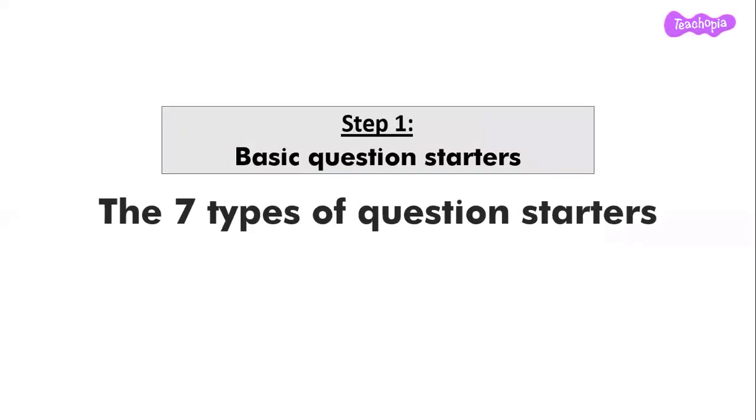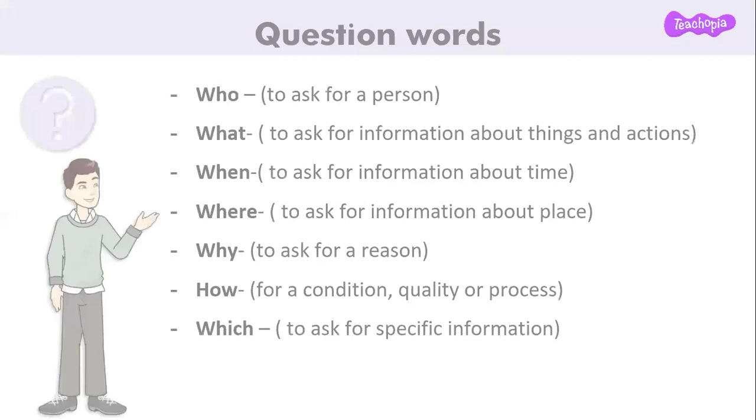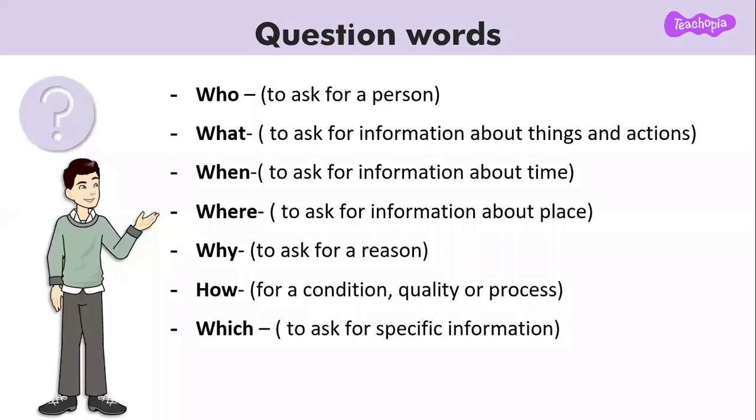So step one is nothing but basic question starters. We have come up with 7 types of basic question starters that we all can use on a daily basis. What are they? They are who, what, when, where, why, how, and which. And each of these basic question starters, like the name itself says, are words used to start a question.